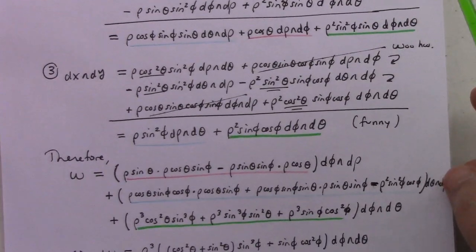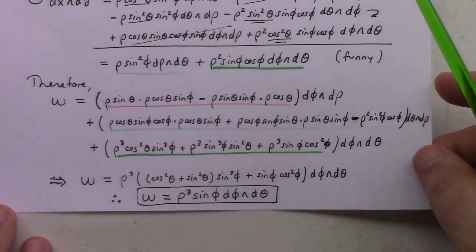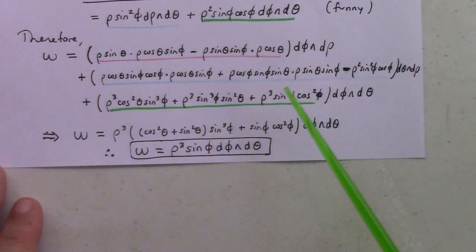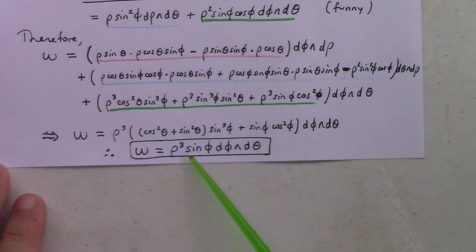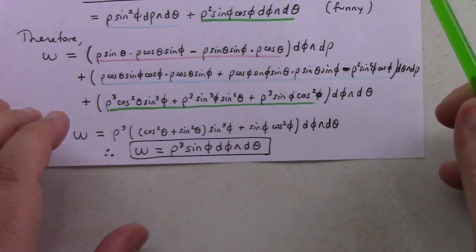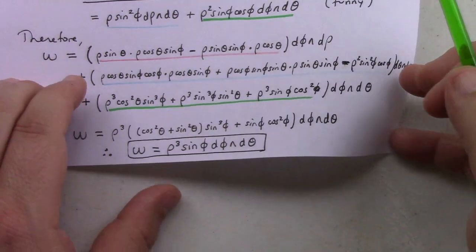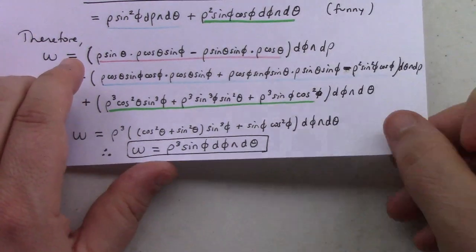And some stuff cancels, and some more stuff cancels, and some more stuff cancels, and then bam. That's what you get. Omega is rho squared sine phi d phi wedge d theta. That's what I got anyway. Or rho cubed sine phi d phi wedge d theta. That makes sense to me for reasons that will become clear as we go on.